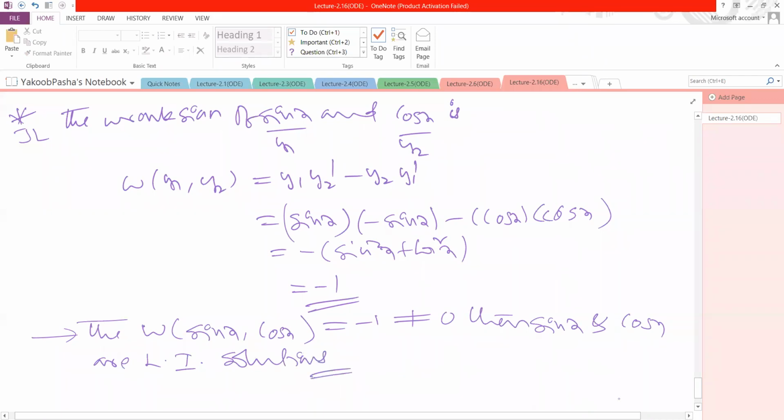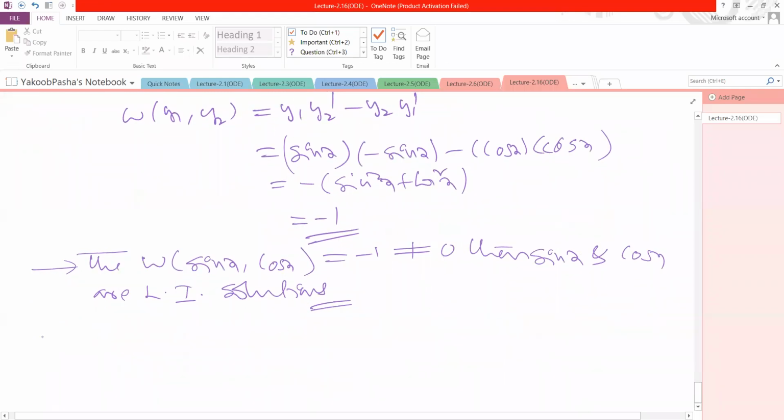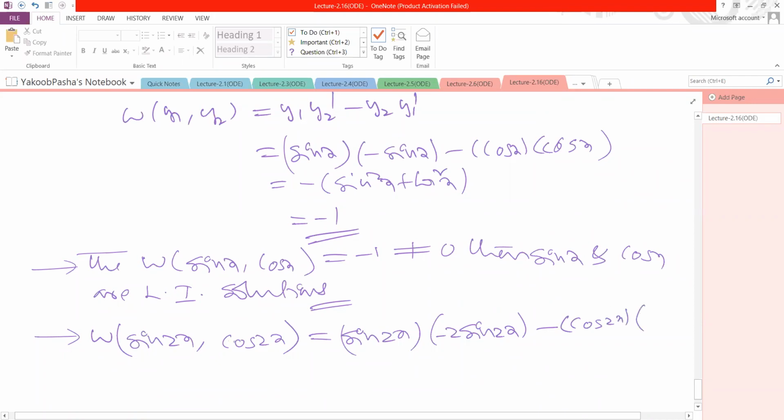Similarly, if we take the Wronskian of sin 2x, cos 2x, the first term is written as is, sin 2x, and for the second function we take the derivative, -2 sin 2x. Here it is a minus, unlike the uv' plus vu' formula; it is a difference. Here we write the second term cos 2x as this, and the derivative of sin 2x is 2 cos 2x.